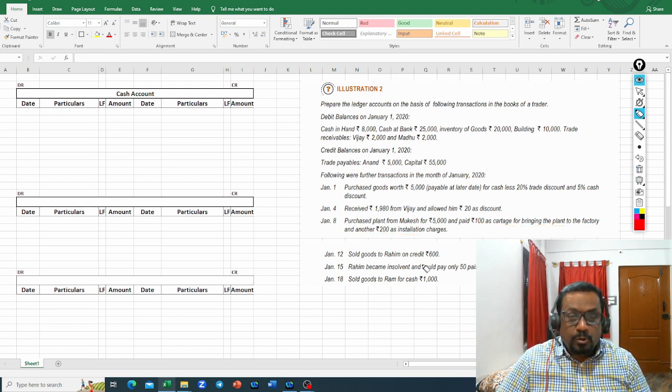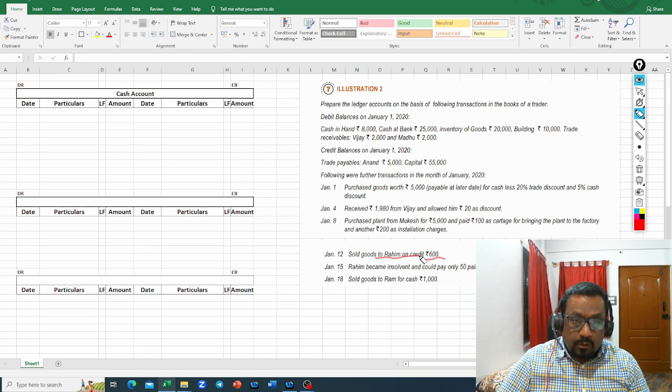Then sold goods to Rahim on credit. We sold goods to Rahim for 600 rupees. Did they mention anything about cash here? No, they mentioned credit. So since they mentioned credit, this is a credit transaction. Clear?